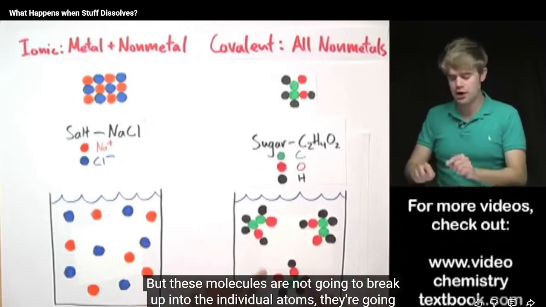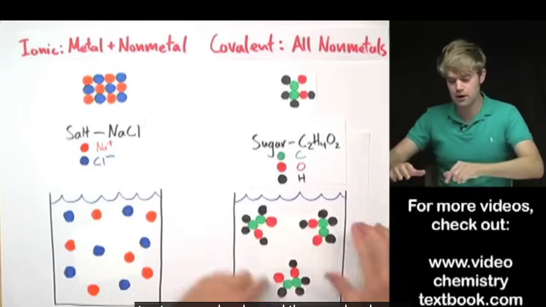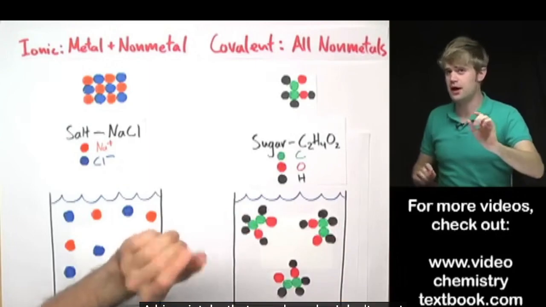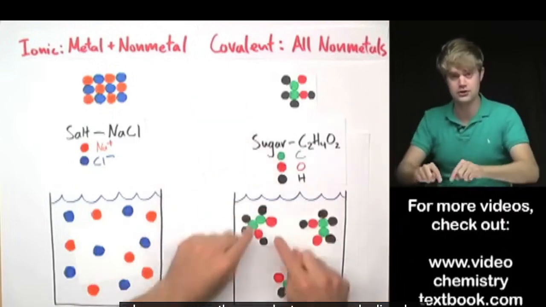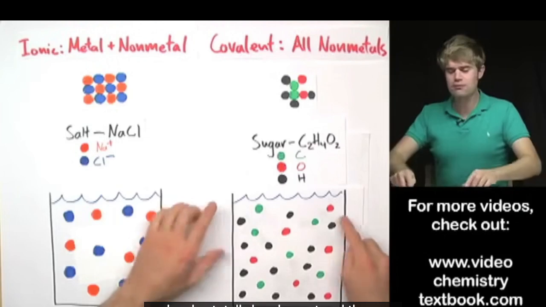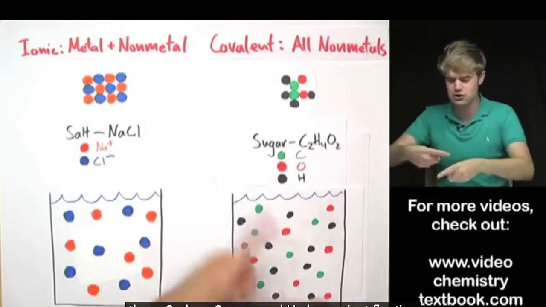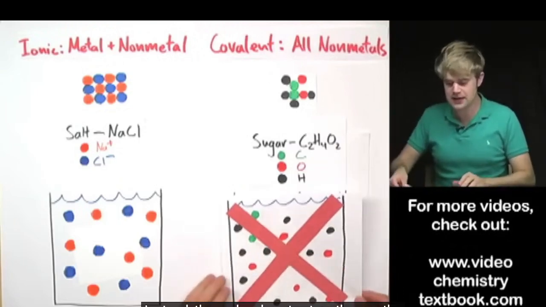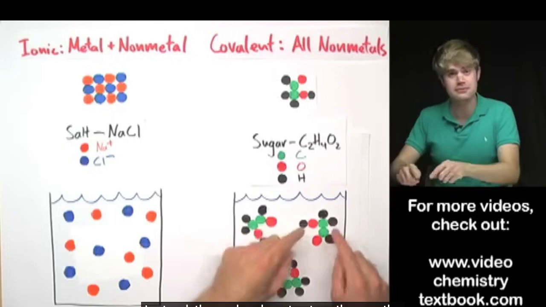But these molecules are not going to break up into the individual atoms. They're going to stay as molecules, and those molecules are going to start floating around in the water. A big mistake that people make, I don't want you to make this mistake, is they think that when sugar or other covalent compounds dissolve, the atoms that make up the molecules totally break apart. And then you end up with a glass of water that has all these carbon and oxygen and hydrogen atoms just floating around. That does not happen. Big red X. Instead, the molecules stay together. Well, the atoms in the molecules stay together.